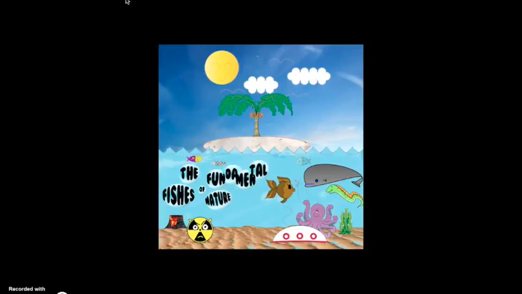We are Group 12 of Senior H, and this is our cover page. Our story is set under the sea, so we chose to name it The Fundamental Fishes of Nature.